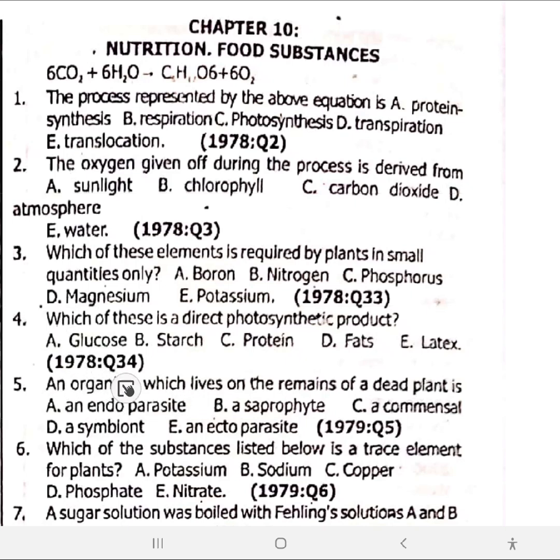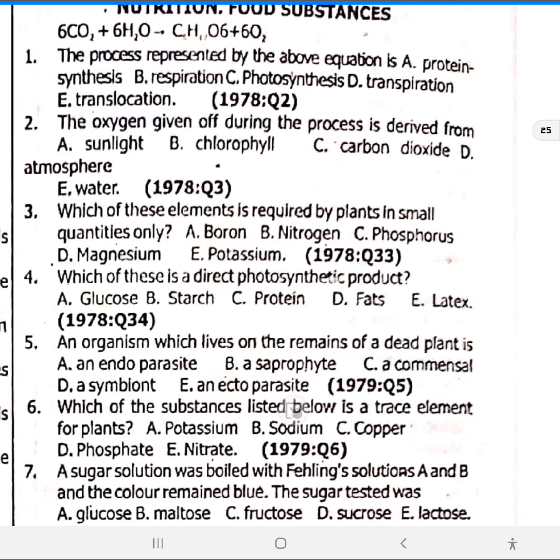An organism which lives on the remains of a dead plant is known as a saprophyte. So saprophytes are organisms living on the remains of dead plants and animals. Examples, bacteria and fungi. They cause decay, putrefaction, and decomposition. Putrefaction is spelled P-U-T-R-E-F-A-C-T-I-O-N. So they decompose an item.